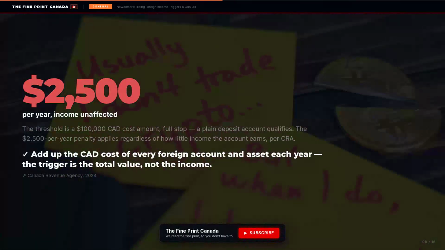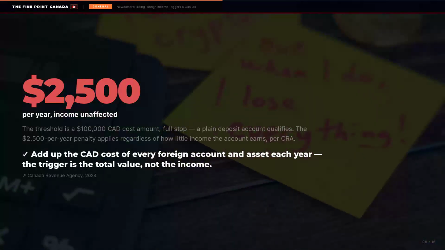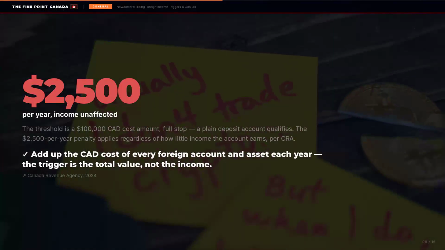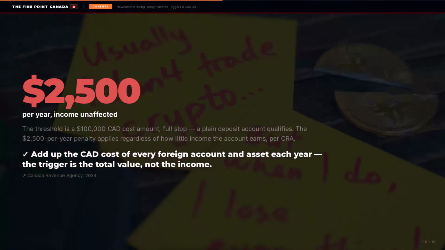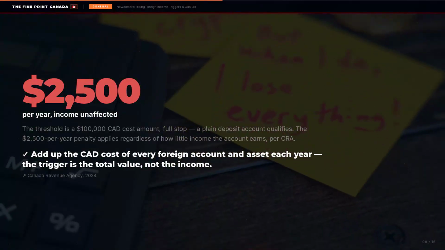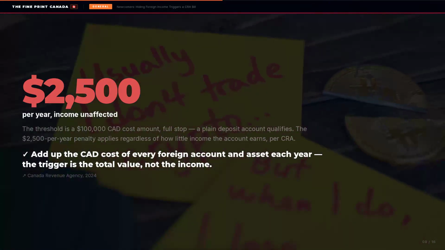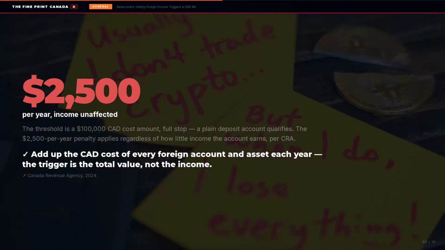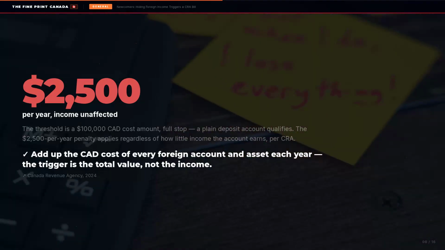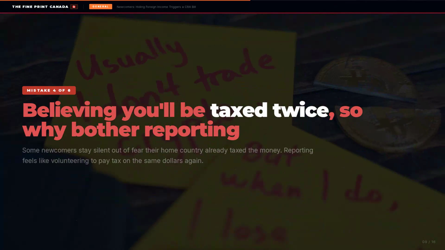The T1135 threshold is $100,000 of cost. A plain deposit account counts just as much as a stock portfolio. And the $2,500 annual penalty applies no matter how tiny the income, according to CRA. A quiet savings account can carry the same penalty as an aggressive investment fund. The fix is to add up the Canadian dollar cost of every foreign asset each year, because the trigger is total value, not income.